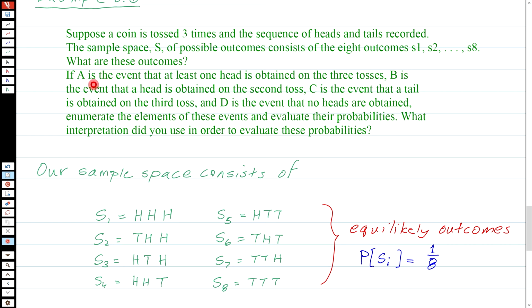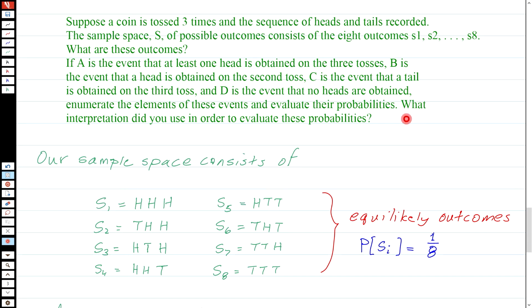Then we've defined some events here. If A is the event that at least one head is obtained on the 3 tosses, B is the event that a head is obtained on the 2nd toss, C is the event that a tail is obtained on the 3rd toss, and D is the event that no heads are obtained, enumerate the elements of these events and evaluate their probabilities. The last question is, what interpretation did you use in order to evaluate these probabilities? We've already answered that. We're assuming that these outcomes are all equally likely.